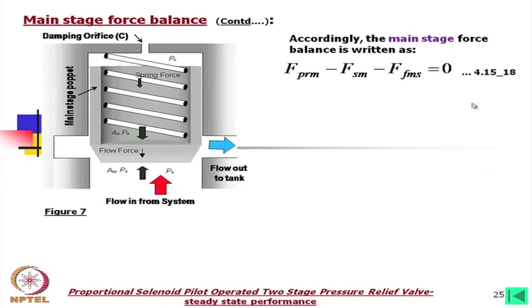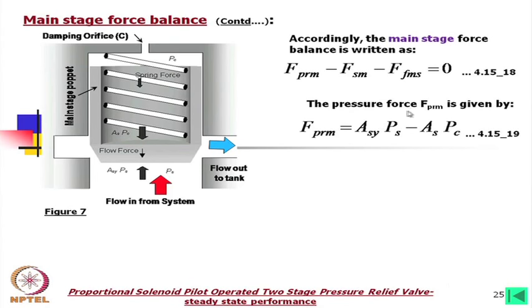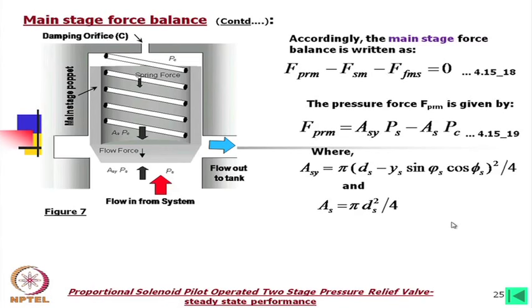So, according to the main stage force, we can write down these equations. The pressure force FPRM is given by this: this is the area, this is the pressure here, this is the area there, and PC is the pressure here. This pressure is actually AS; although it is written like this, AS is the full pressure here over the whole area. It is not only acting over here, it is also acting over there. So, AS and ASY might be the same, but we have kept them separate in case there are any differences, because when it is closed, this area might be less than that. So, you can use this formula.